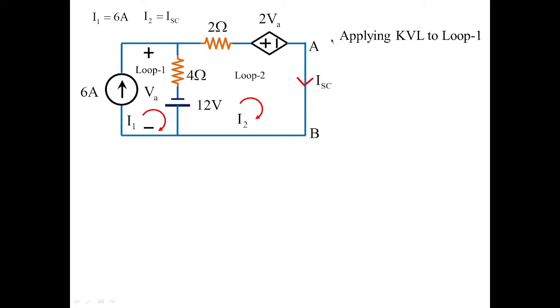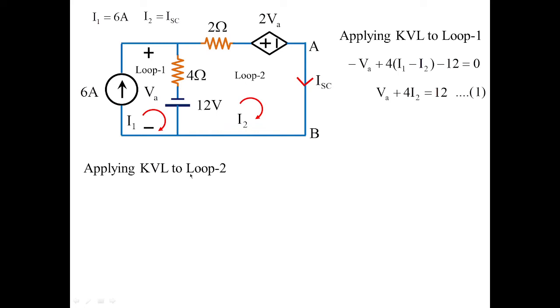Now how to solve this? Applying KVL to loop 1. Since I have I1 over here and VA is given in the problem, I can apply minus VA plus 4 into (I1 minus I2) minus 12 equal to 0. Is this clear? So I have applied mesh analysis for loop 1. With this I'm going to frame my equation in terms of VA and I2. Remember, I2 is the short circuit current. So VA plus 4I2 is equal to 12. Now this is equation 1, where we have applied KVL to loop 1.